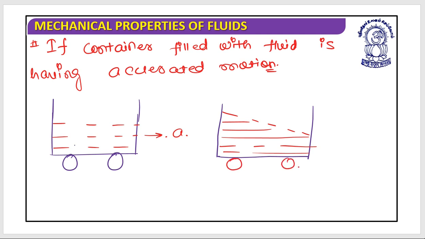Now let's assume 2 points. This is point A, and this is point B. The length between them is L. The length remains the same. This point A is at a height of h1, and point B is at a height of h2. I want the pressure difference between these two. So how will I do this? What can be done?